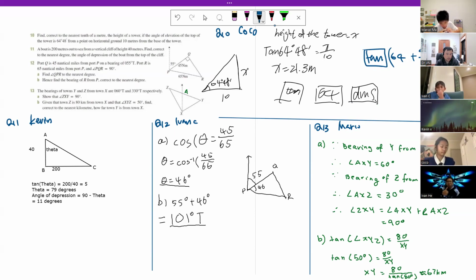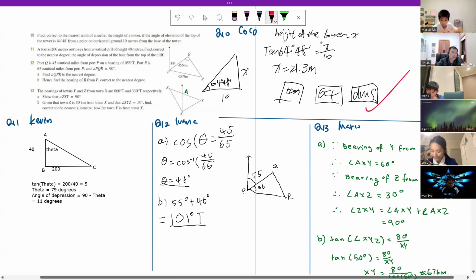Tangent 64 plus 48 divided by 60, close bracket, 2.125, and times 10, 21.3. Yeah, that's correct. So do that, tangent 64, 48. Yeah, it's correct. It's fine. Times 10. Okay. So we just took the time to discuss how to use the calculator a little bit, but otherwise, very good.